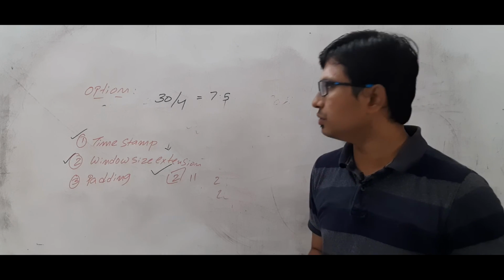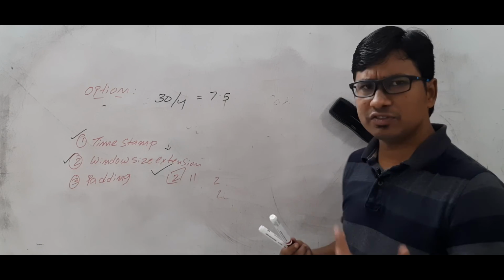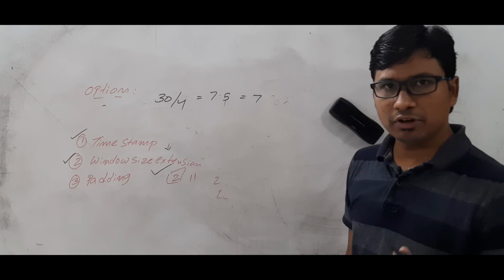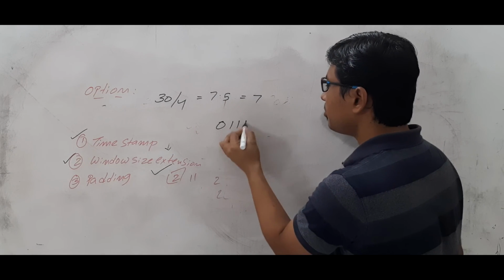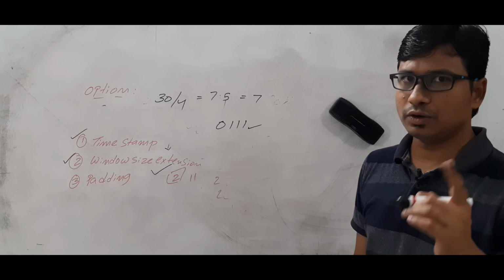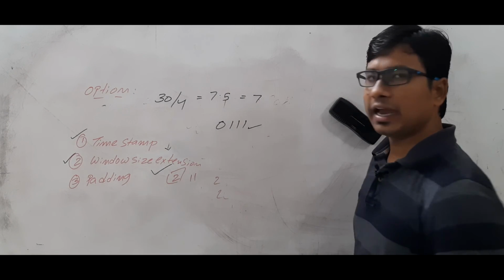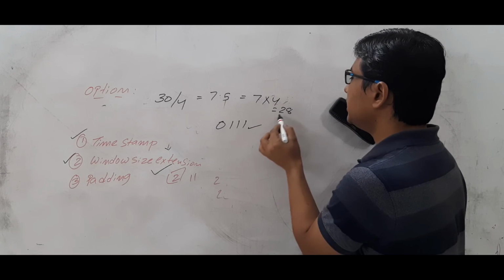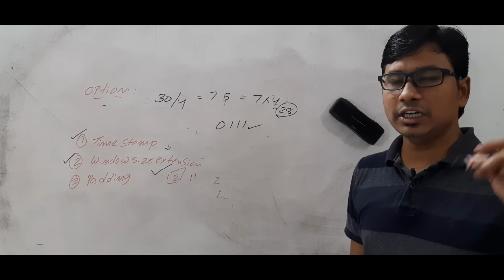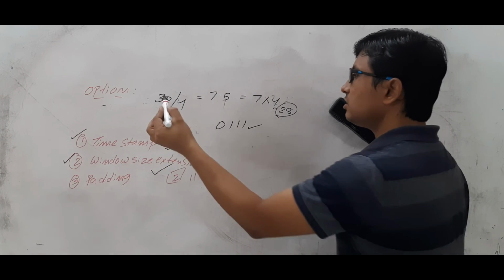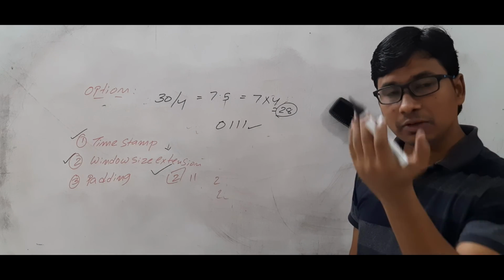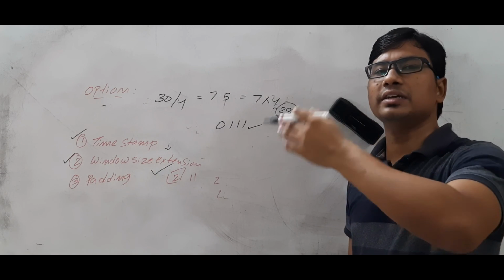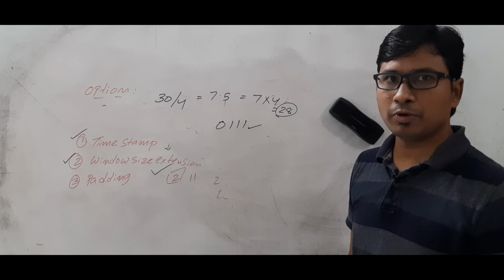Then what do you have to do? Some people will say, sir, since we cannot represent 7.5, we will represent 7 only. 7 we can represent as 0111. Is the problem solved? No. Why? If you take the header length as 7, 7 into 4 is equal to 28. That means the first 28 bytes are the header. But the header is actually the first 30 bytes. So 2 bytes of the header you are considering as data. That is the problem.